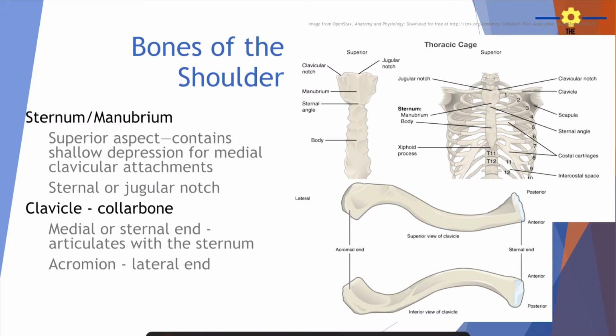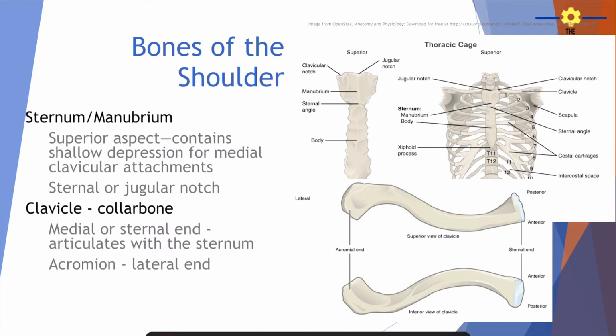Now, the rest of the sternum really doesn't play a part with the shoulder complex, so we'll cover that in a different presentation. But again, it's the manubrium and those clavicular notches that are going to be important here when we examine the sternoclavicular joint.